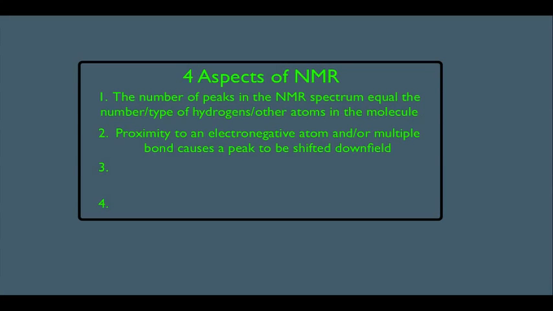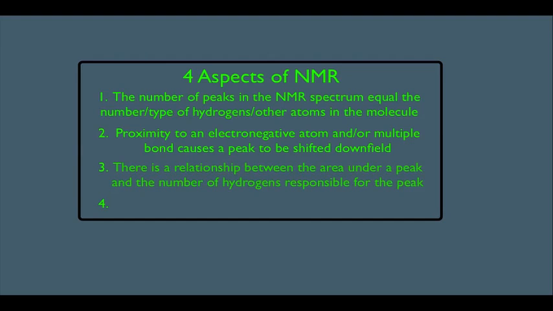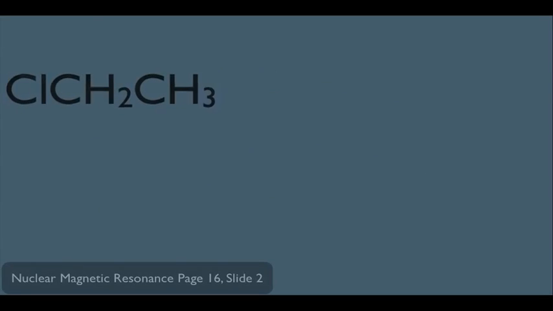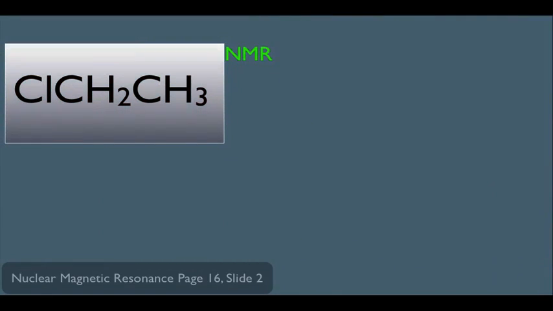In this online lecture, we're going to discuss the third aspect of NMR, and that is very important. There is a relationship between the area under a peak and the number of hydrogens responsible for that peak. Let's make sense of this. Let's look at a sample right here. Let's look at this molecule. We stick it in the NMR.